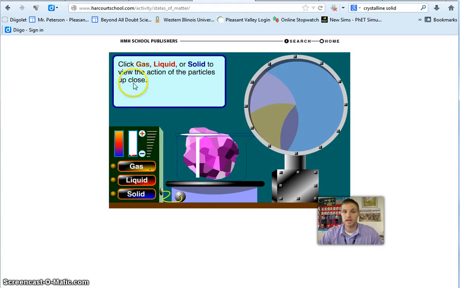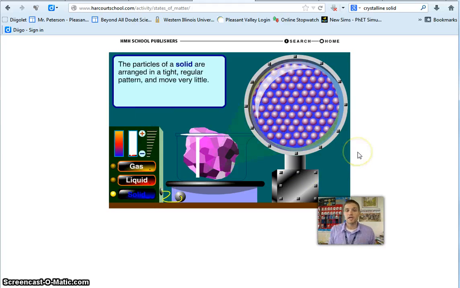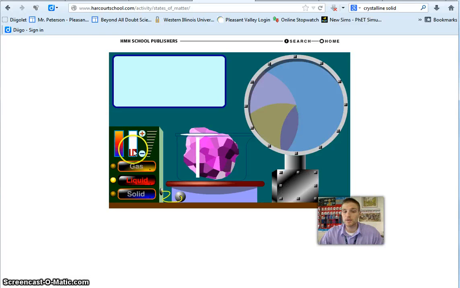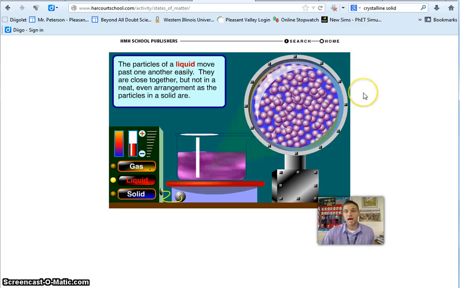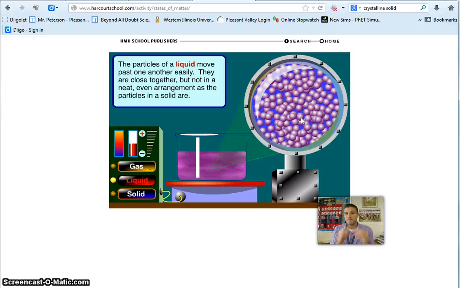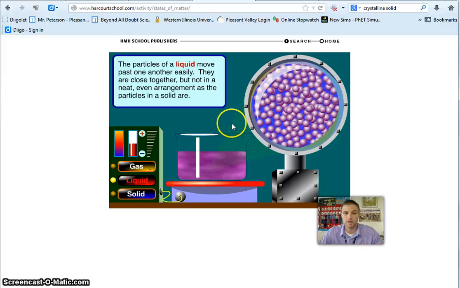So solid right here. I click on solid, and I notice here are the particles. They're very tight, they kind of move around, but they're in a regular repeating pattern. For crystalline, amorphous will look a little different. Now liquid, I click on liquid, and the temperature goes up. As the temperature goes up, my solid turns into a liquid. Now they move a little bit more easily. They're sliding past each other, kind of going wherever they want. You can see there are some in here that actually are moving from where they're at. With an amorphous solid, they'd be stuck in that spot, but they wouldn't be in an orderly fashion.